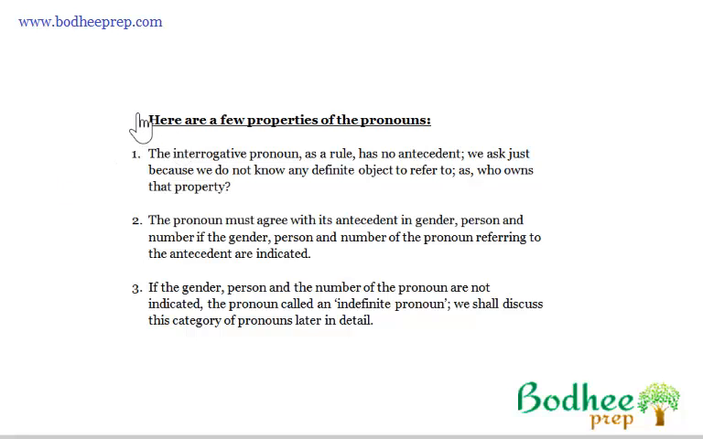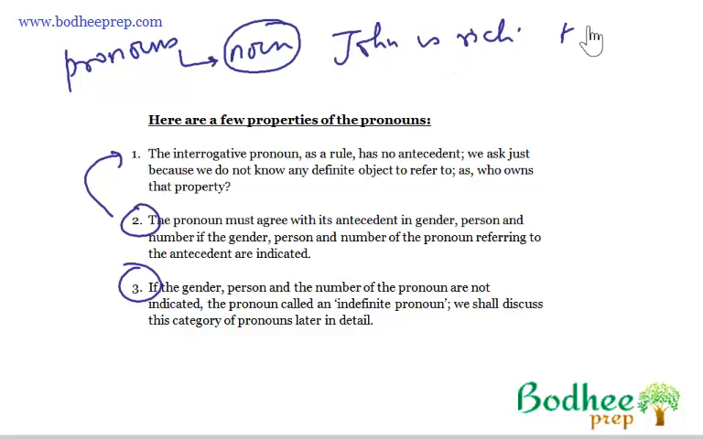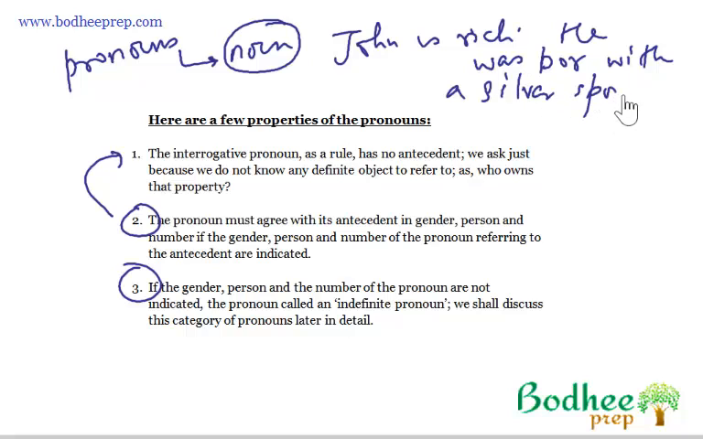Well, here are a few properties of pronouns, and before we go to the first property, we will discuss the second and third property. We all know that pronouns usually refer to a particular noun, and that noun is called the antecedent of the pronoun. For example, if I say that John is rich, he was born with a silver spoon in his mouth.